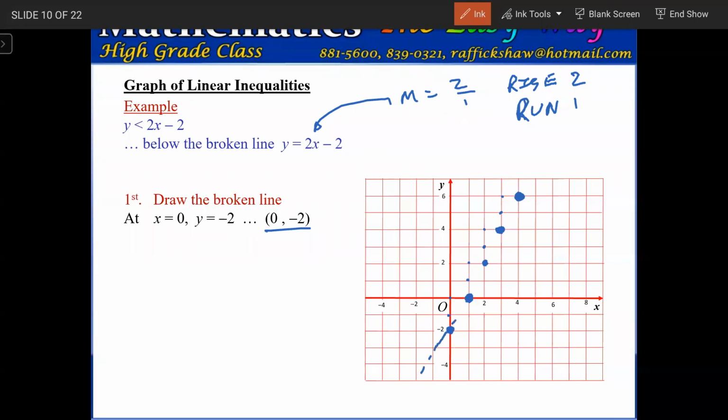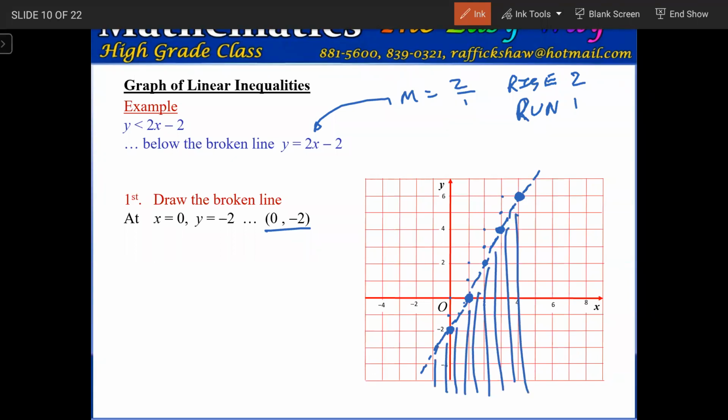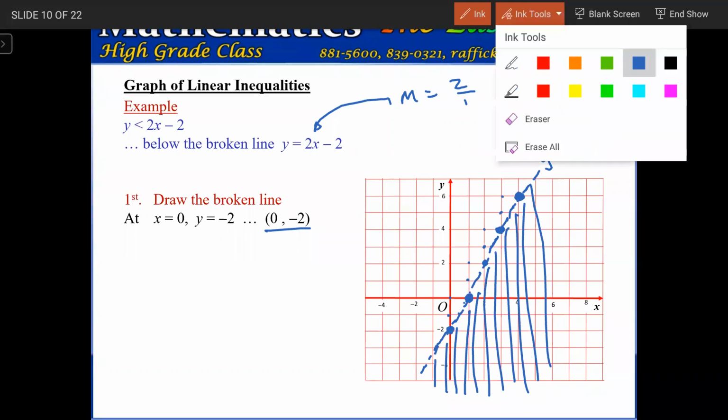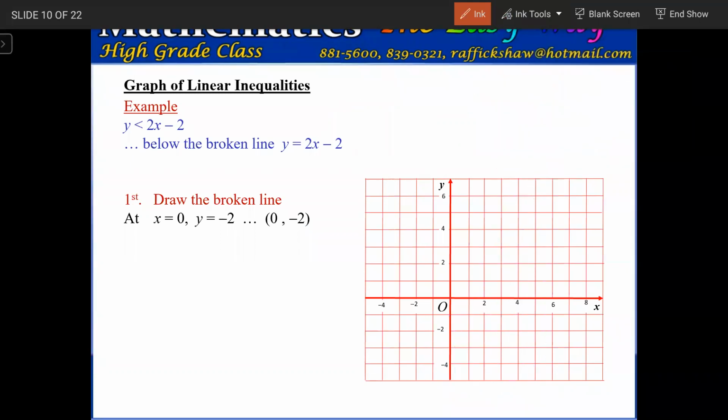I have to draw it broken. I draw a broken line like that. That's my line, and I draw it broken. And then I go below it. So I shade the region below it now. And I label the line with the equal sign, y equals 2x minus 2. Well, let's show it. It's on the slide, so let's do it.